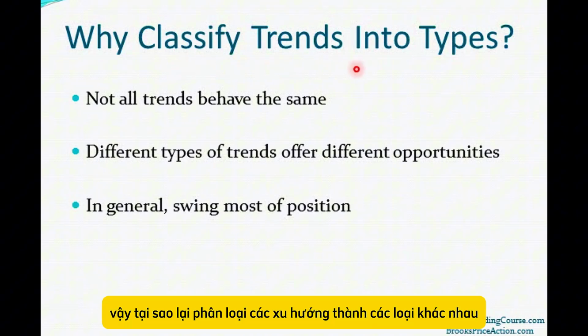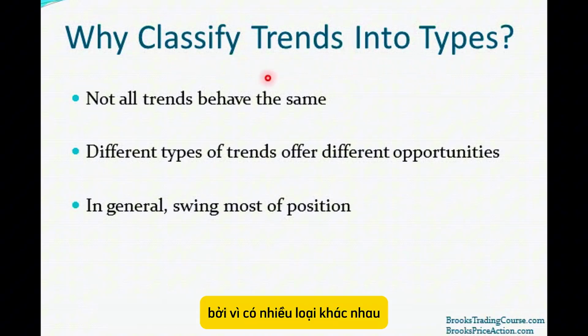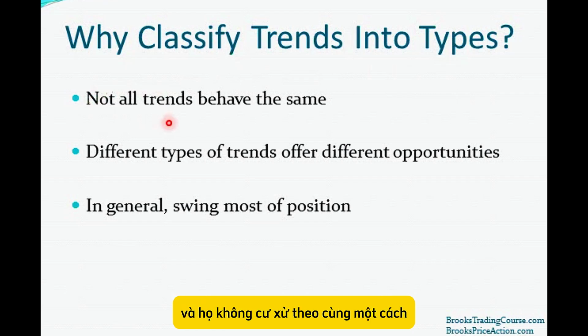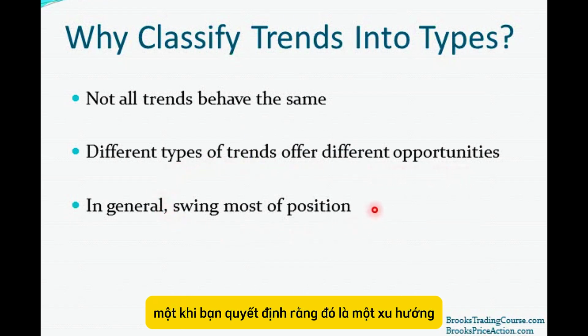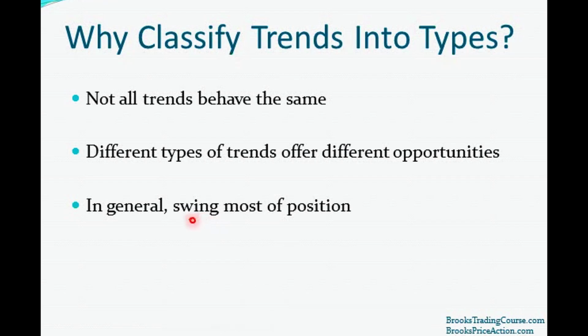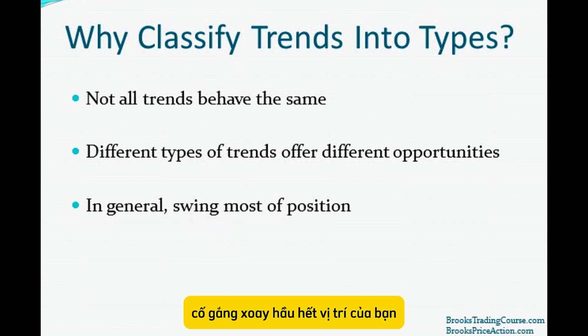So why classify the trends into different types? Because there are different types and they don't behave the same way. And different trends offer different kinds of opportunities for trading. The one thing they have in common is once you decide that it's a trend, try to swing most of your position.